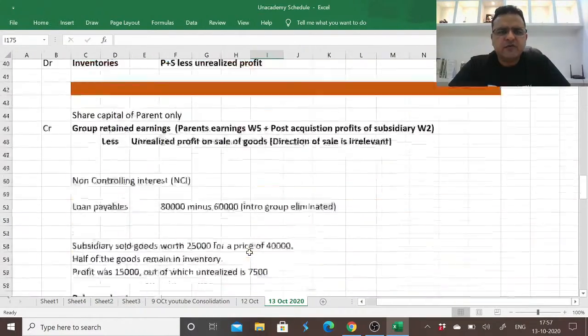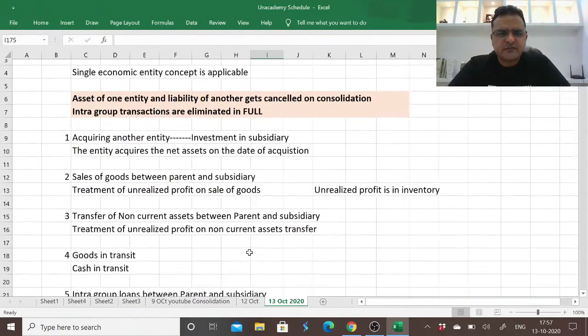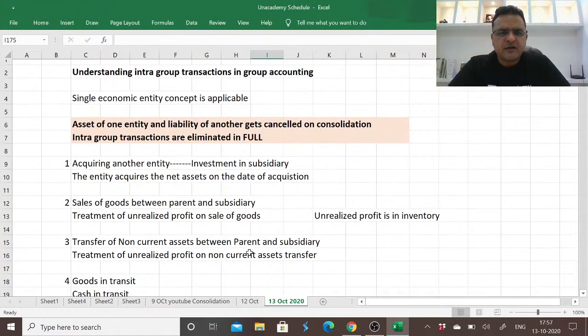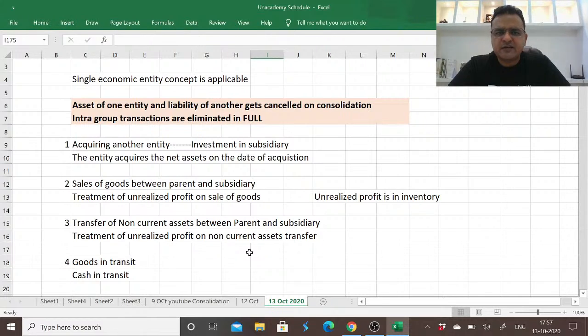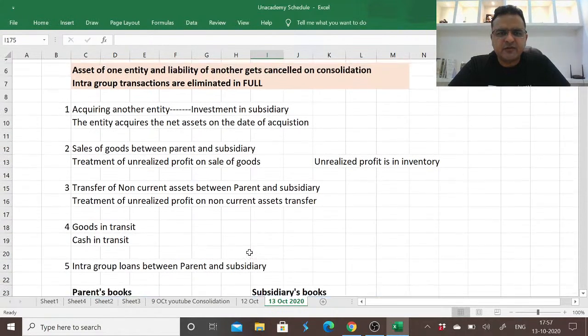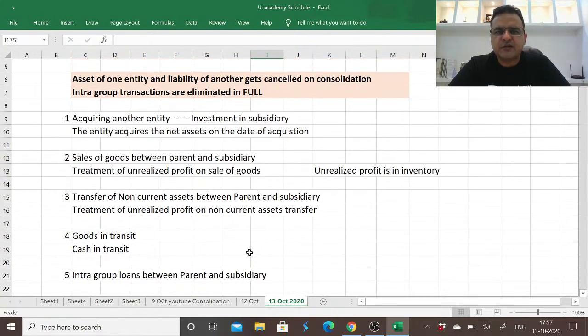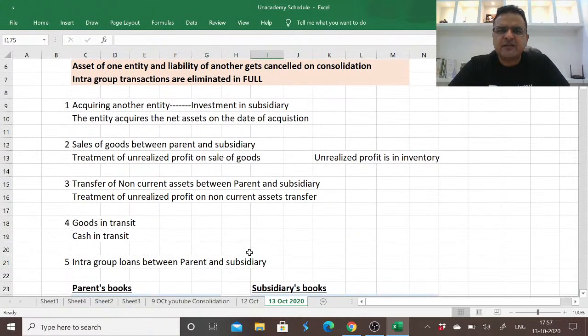So this is how we deal with intra-group transactions. I hope it is clear with everyone. We assume that the group is a single economic entity, and the first major transaction we dealt with was creation of goodwill by eliminating investment in subsidiary with the net assets acquired on the date of acquisition. This is also an intergroup balance that needs to be eliminated on consolidation, and we create goodwill. So this concept is that the asset of one entity and the liability of another gets cancelled on consolidation.